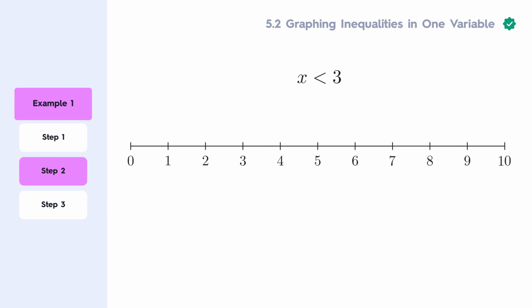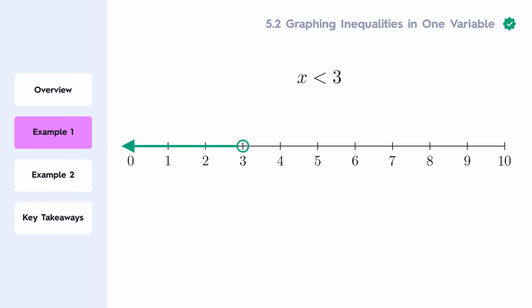Next, we'll mark the point x equals 3 on the number line. Because x is less than 3 but doesn't include 3, we'll use an open circle. The open circle shows that 3 is not part of the solution. Now that we have our open circle, we'll shade all values to the left of 3 to represent the range of possible solutions. This shading shows that any number less than 3 will satisfy the inequality. And that's it! Our graph of the inequality x is less than 3 shows an open circle at 3, with shading to the left, representing all values less than 3.